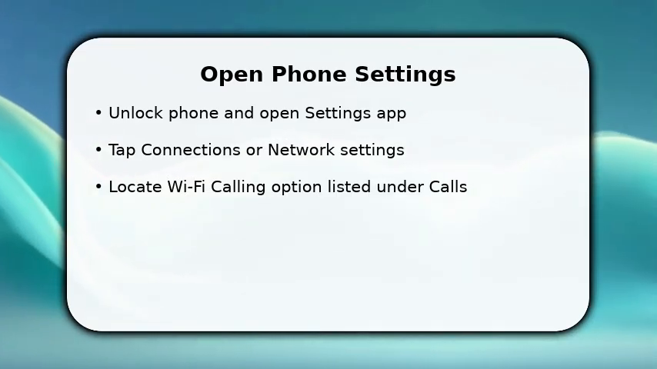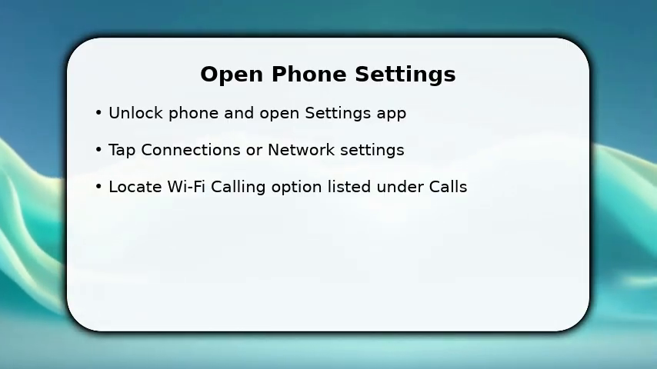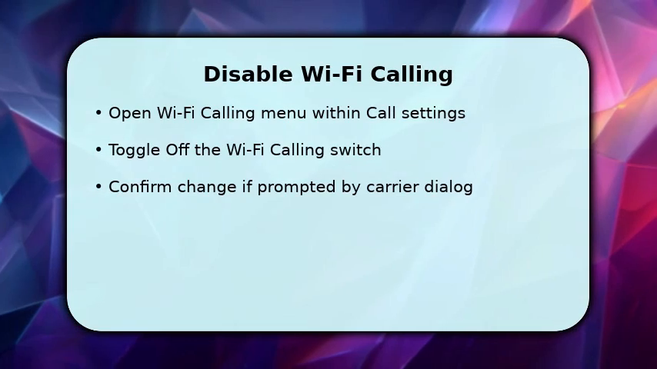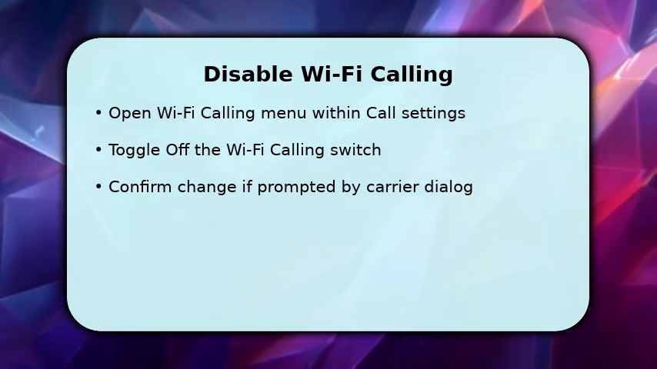Carriers sometimes hide it when no network is available. If you already used a different dialer app, close it so the phone shows native call settings. Now you'll turn it off. In the Wi-Fi calling menu, locate the toggle and switch it to off.